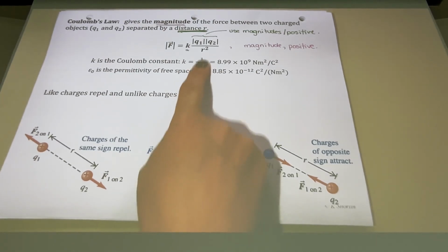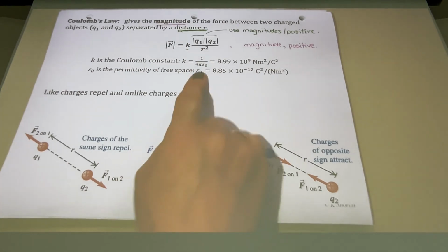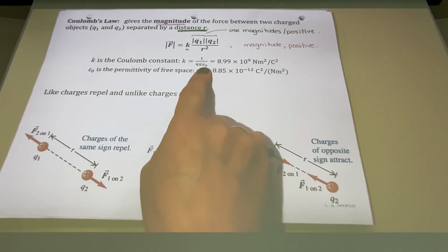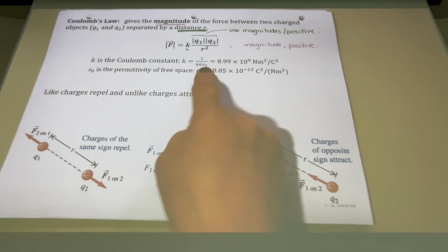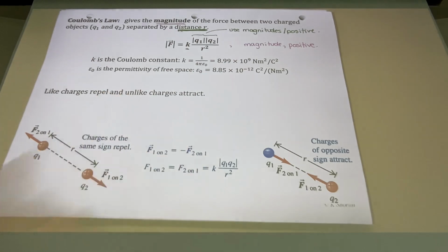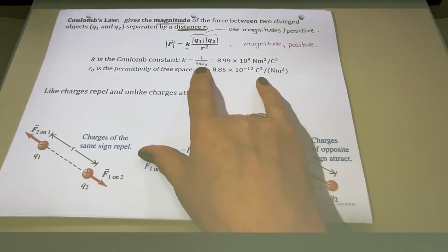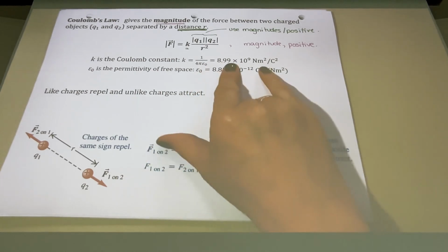I think this bit is probably new. I guess maybe you didn't talk about this in high school. This constant here, epsilon naught, is a pretty special constant about the universe. It's called the permittivity of free space. It's basically a description of how an electric field can travel through a vacuum. So that's the value of epsilon naught. K is 1 over 4 pi times that.